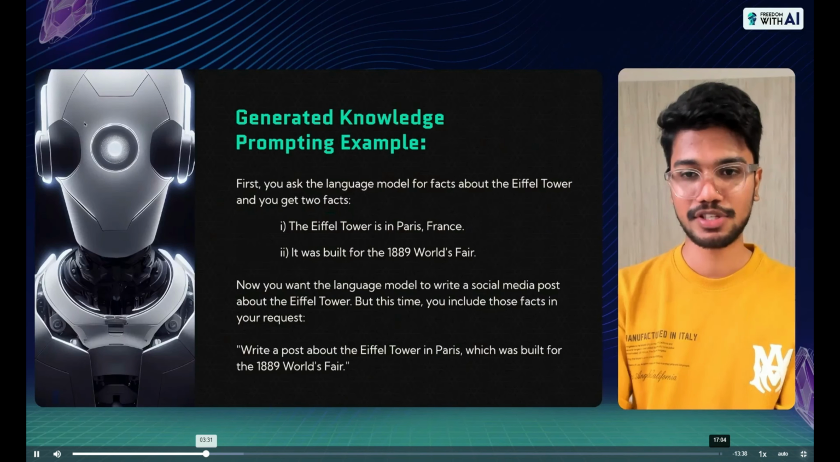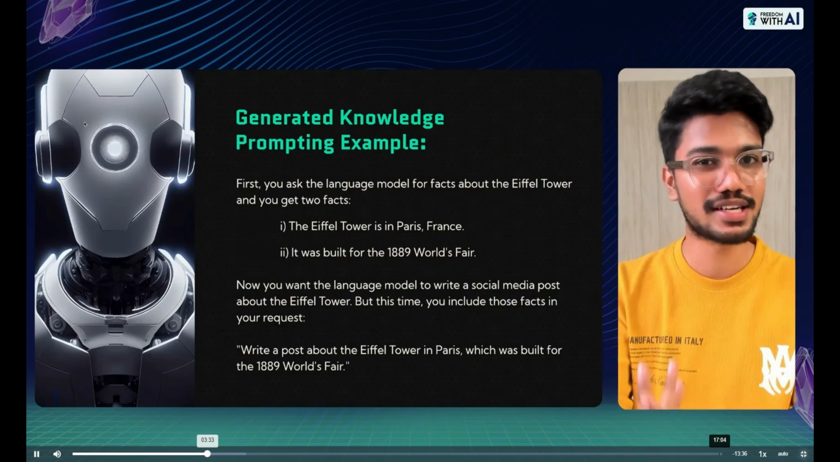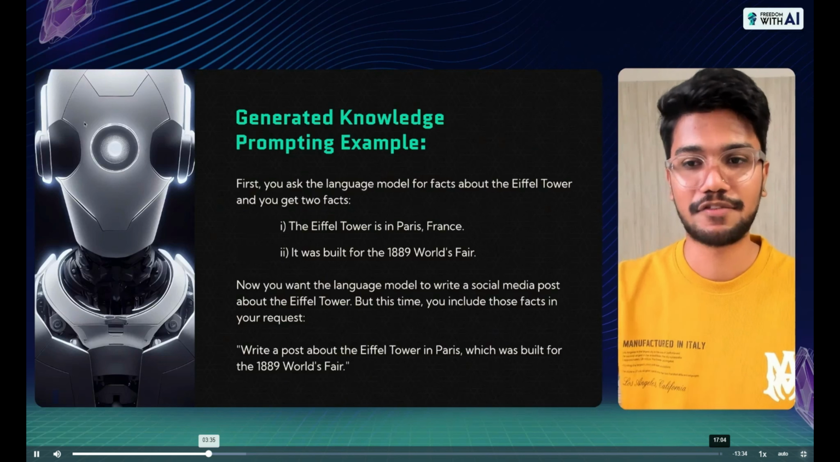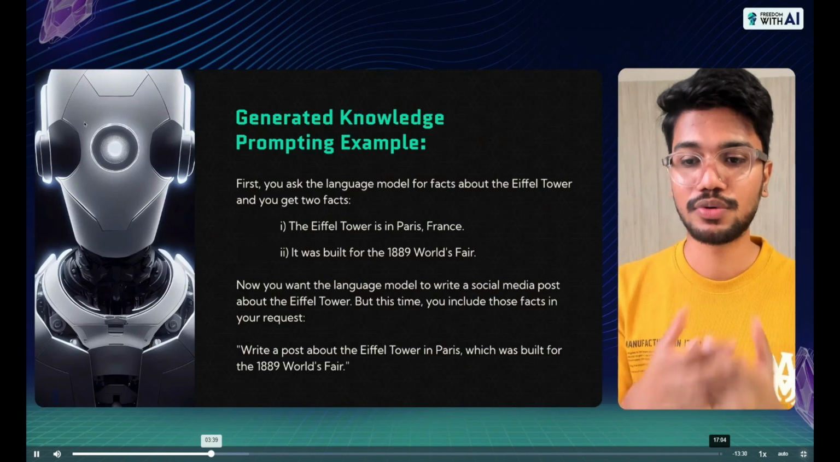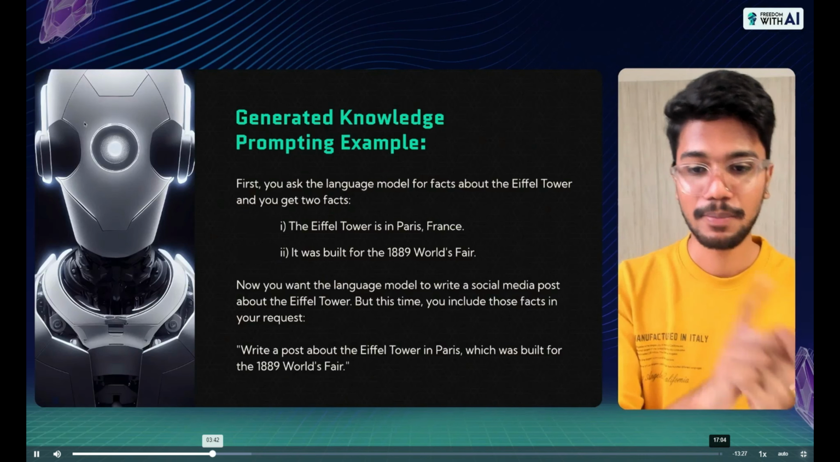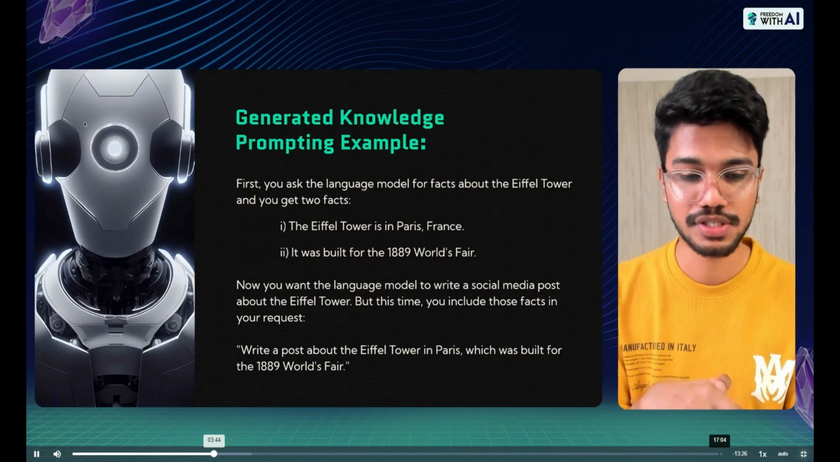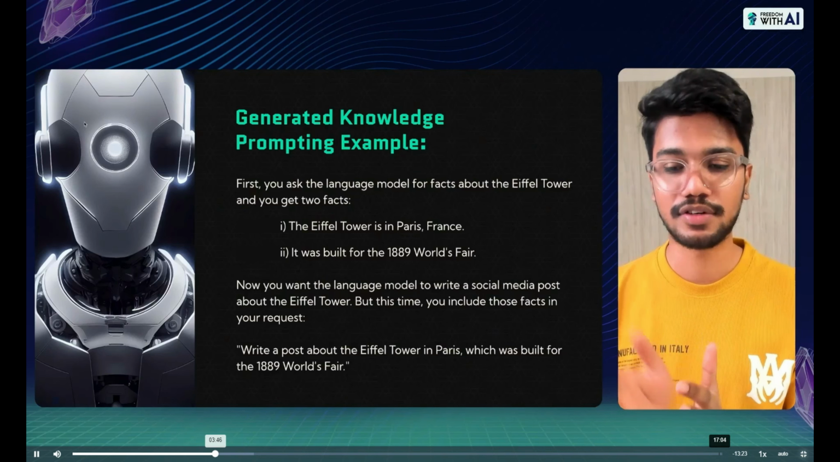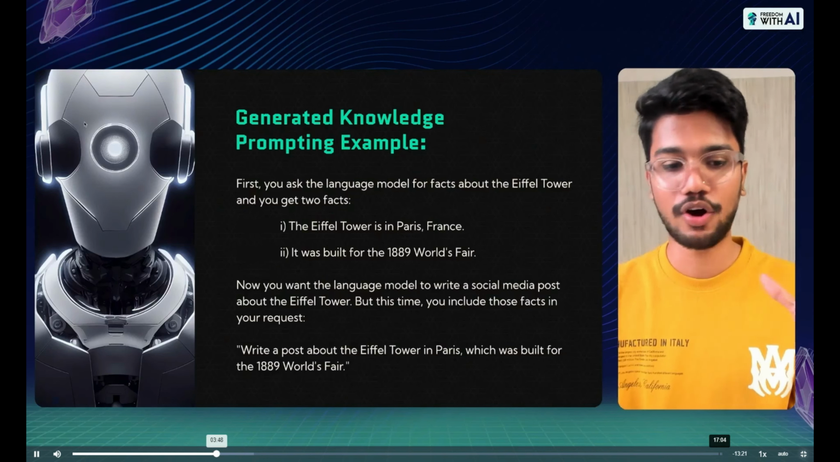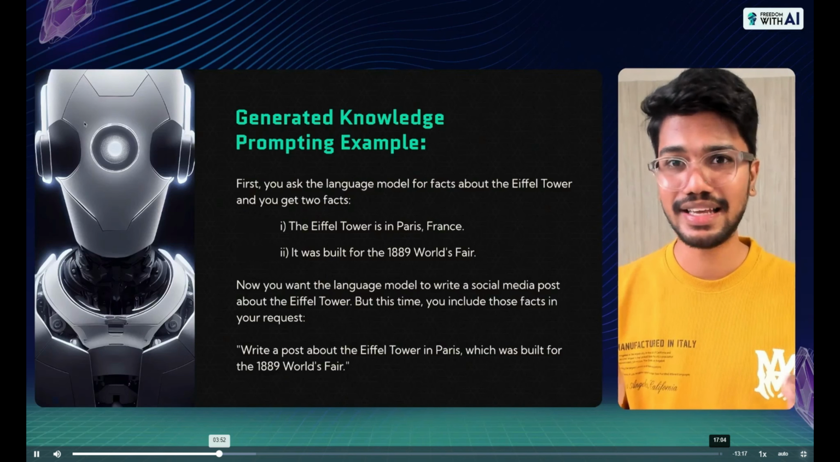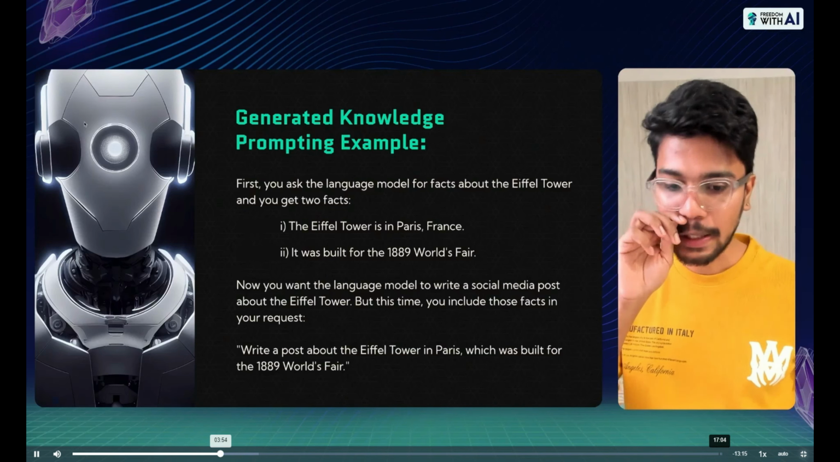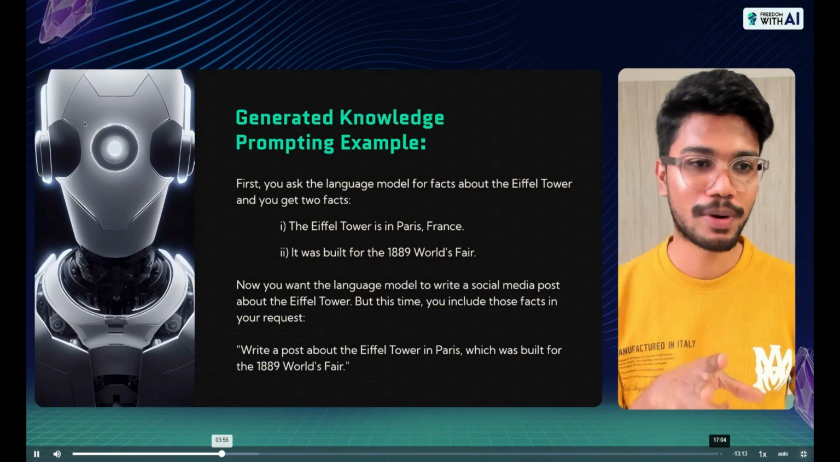First, you ask the large language model for facts. This is another example. First, you might ask for facts about the Eiffel Tower, and you might get 2 facts. Now, you want the large language model to write a social media post about the Eiffel Tower, but this time you include those facts in your request. Write a post about the Eiffel Tower in Paris, which was built for the 1899 World's Fair. So you could do the knowledge integration in 2 ways, guys.